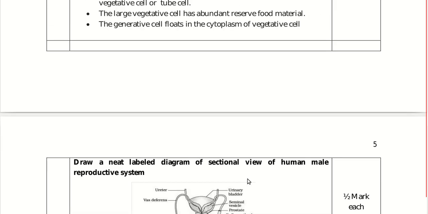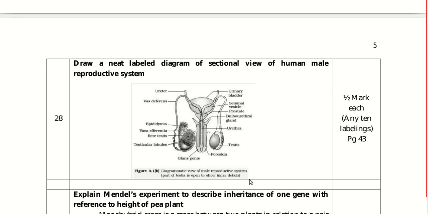So draw a neat labeled diagram of sectional view of human male reproductive system. Half mark each for the labeling. So 10 labelings you have to do, and it has to be appropriate labeling. So the male reproductive system consists of the glans part of the penis, the foreskin which covers the glans, and the testis.